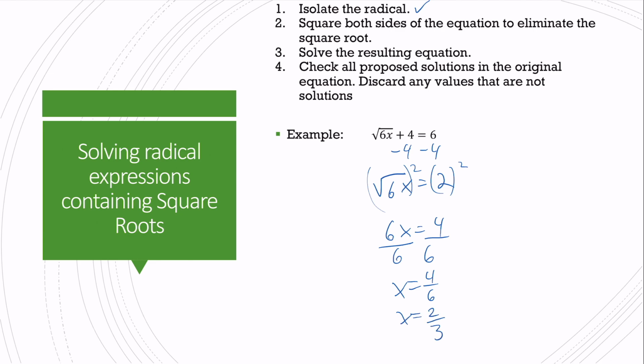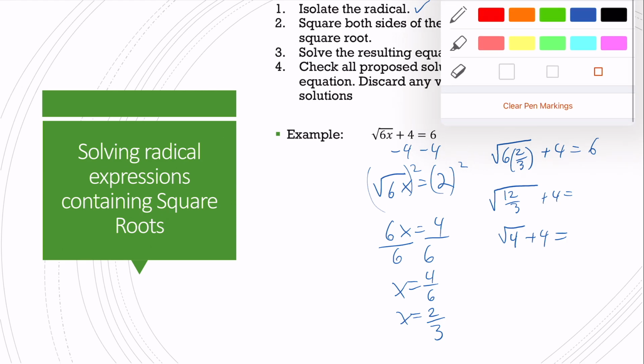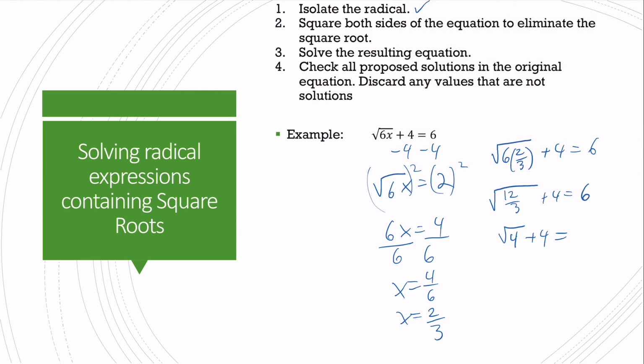5 times the square root of 6 times 2/3 plus 4 is 6. That's the square root of 12/3 plus 4 is 6. 12 divided by 3 is 4. The square root of 4 plus 4 is, I don't know why I wrote 16. I said 6. 2 plus 4 is 6. 6 is 6. This is true. X equals 2/3 is my solution.